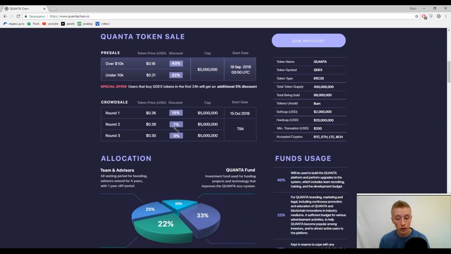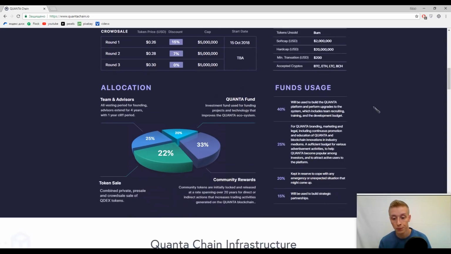Here on the screen you can find the price difference during the ICO stages. The final price will be 30 cents per one Quanta token. I think it would be better to buy in the pre-sale if you have time, or in the early stages, to get bonuses added to your balance.